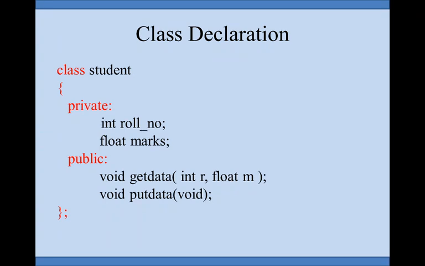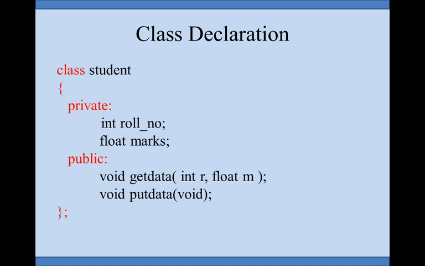Now this is an example of class declaration. So class student I am declaring. Here, the text which is indicated with the black color, you can change or use as per your application or convenience. I am taking here the example of a class student in which I am declaring private variables: integer roll number and float marks. These two are the private members.